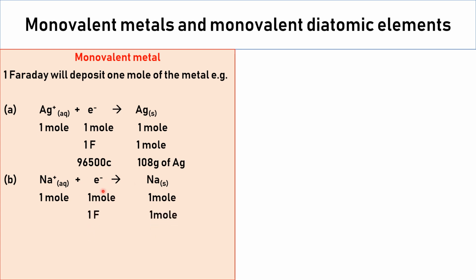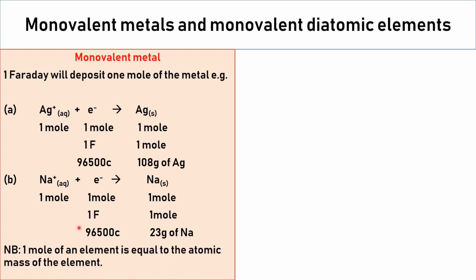1 mole of electron is equal to 1 Faraday, and 1 Faraday is equal to 96,500 coulombs of electricity. 1 mole of sodium is equal to 23 gram. But notice that 1 mole of an element is equal to the atomic mass of the element. So 1 mole of sodium is equal to 23 gram. If it is 2 moles, that means it's going to be 23 gram times the number of moles. That is just an example.